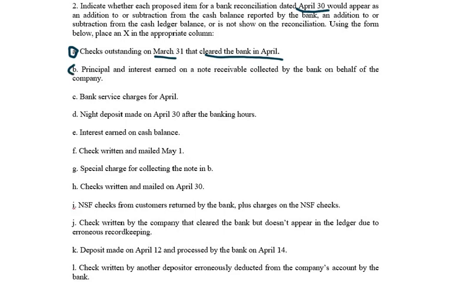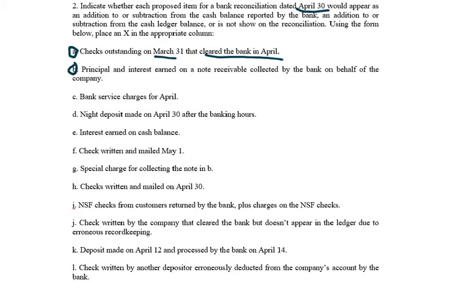Now B, principal and interest earned on a note receivable collected by the bank on behalf of the company. In other words, you look at the bank statement, and whoever's doing the bank rec is going to see this. How will it show up there? It'll show up as what? Credit memoranda, right? Remember, they're crediting your demand deposit. They're still doing the liability accounting.